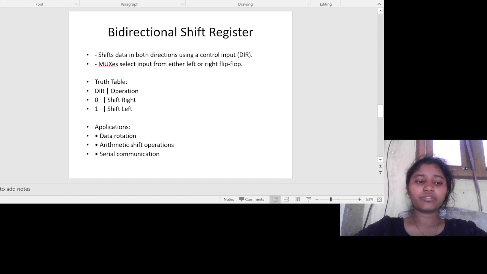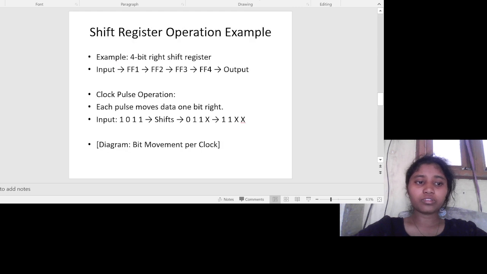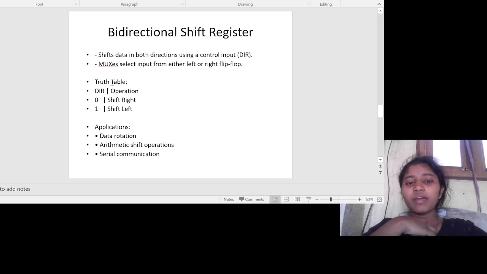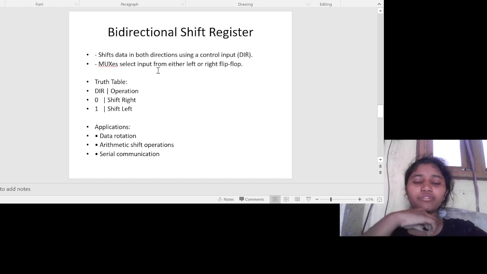Now the bidirectional shift register. A bidirectional shift register shifts data in both directions. We observed that a shift register is used to shift right or left, but a bidirectional shift register can be used in both directions using control inputs. It is also called DIR. Here the muxes select inputs from either the left or right flip-flop.